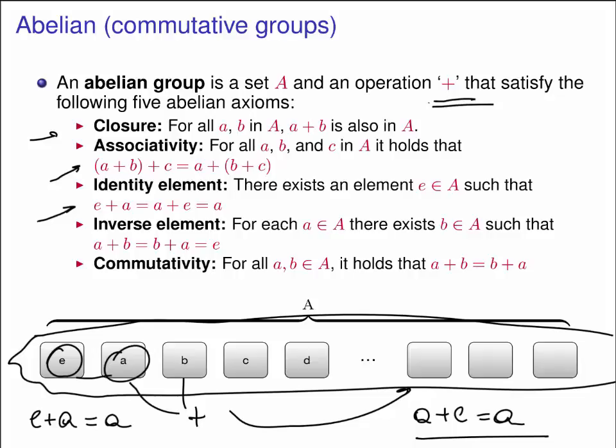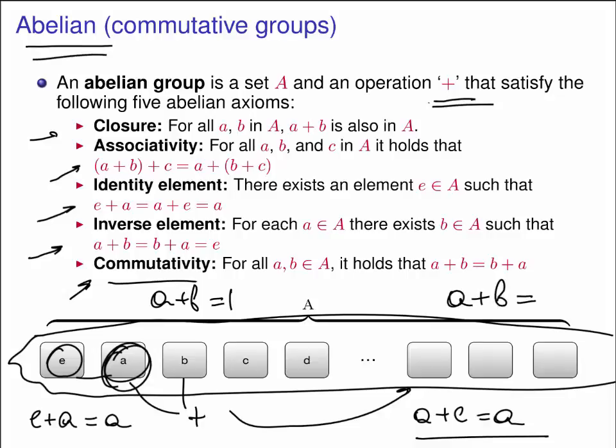Also, the next axiom says that for each element of the group we have an inverse. For example, if we take an element A, there exists another element B such that A plus B is equal to the identity element. This is the inverse with respect to addition. And the final axiom is the commutativity property, and this is what makes it an Abelian or commutative group: the order of elements is not important, so A plus B is equal to B plus A.